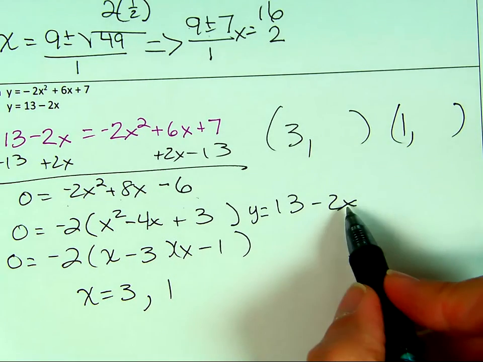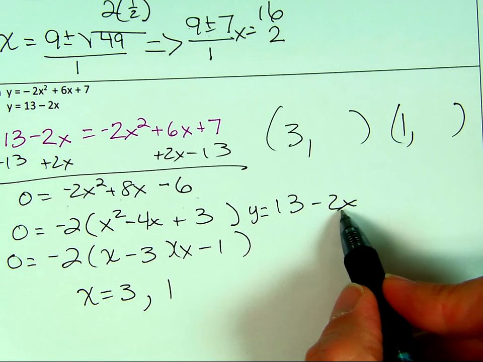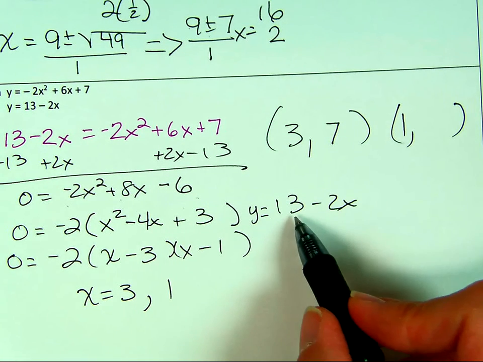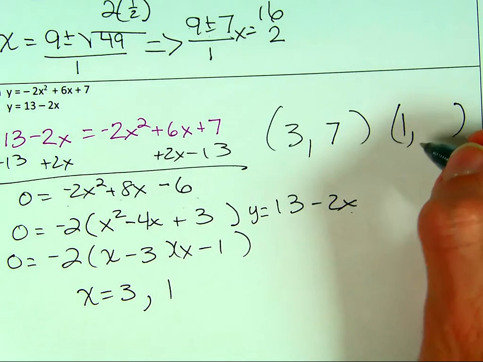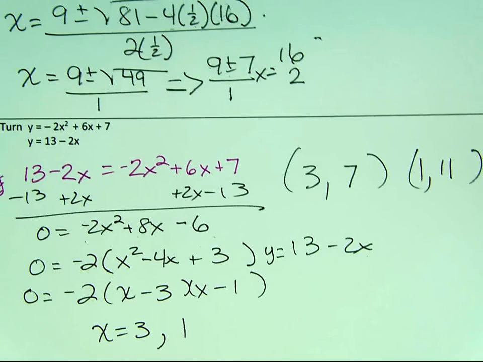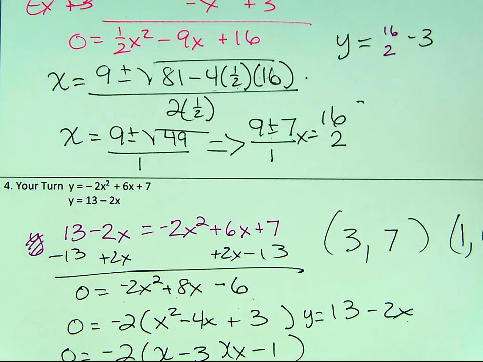So if I put a 3 in there, that's 13 minus 6. So that would be 7, I believe. And put a 1 in there, 13 minus 2 is 11. So those are the 2 points where the line and the parabola meet. So that is how you solve systems of equations where they're both solved for y and where one is a parabola and one is a line.